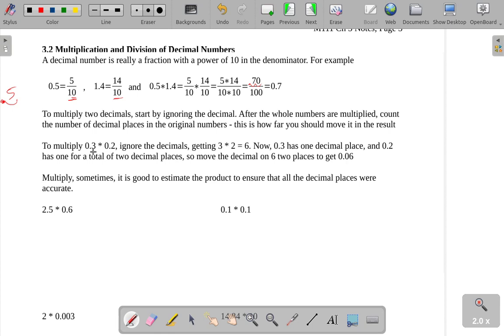So if we had 0.3 times 0.2, first off, ignore the decimal places. 3 times 2 is 6. But in order to think of those as whole numbers, I would have to move the decimal place 2 places to the right, which means when I take that 6, I need to move the decimal place 2 places to the left to get back to the actual number that I should have ended up with.